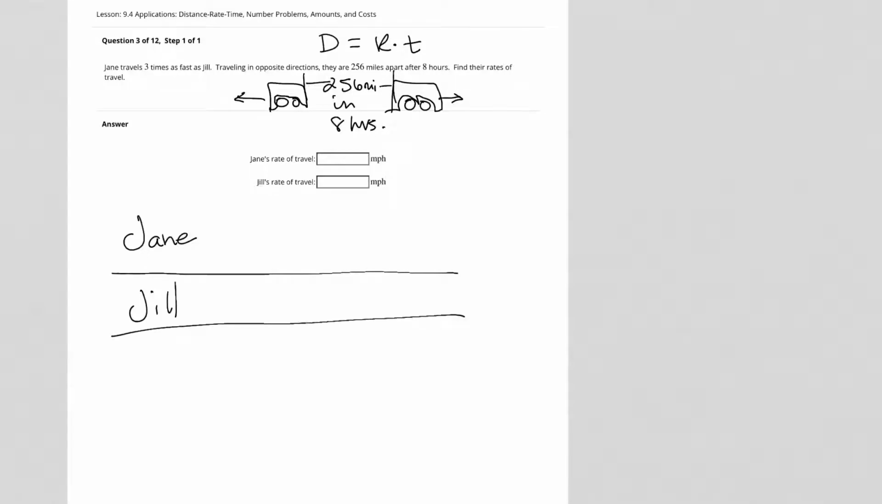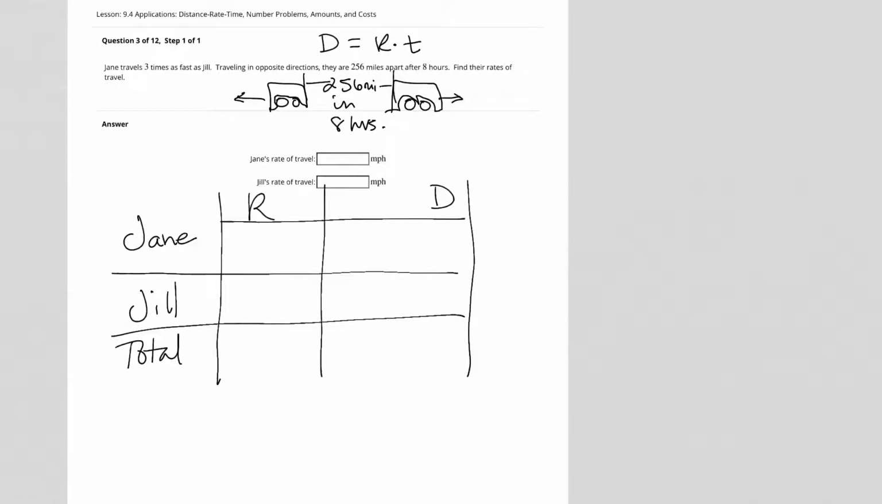And I like to do these problems with a table. So I am going to organize my information with a table and my drawing. So I have Jane, and I have Jill, and then there's often a total. And I'm going to put distance over here, and I'm going to put rate here, and I'm going to put time here in the middle.